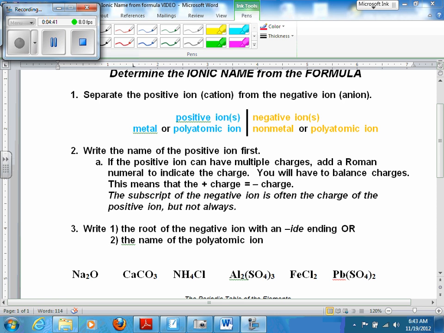Let's do another. Remember I said make sure that you are aware that if you start with N, you've got to look for H4, because anytime you have NH4 starting a compound, that's ionic. So we're going to separate that here. Write the name of the positive ion first, that's ammonium. And then write the root of the negative ion with an IDE ending. That's ammonium chloride.